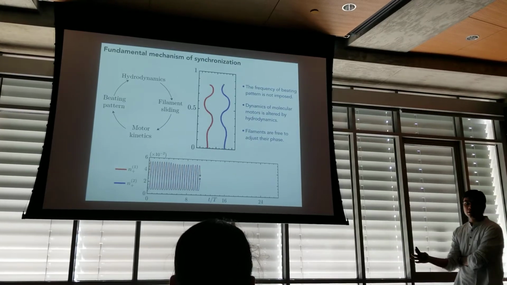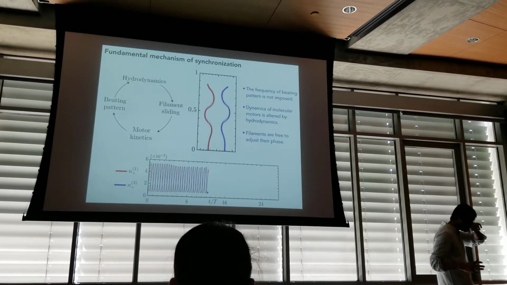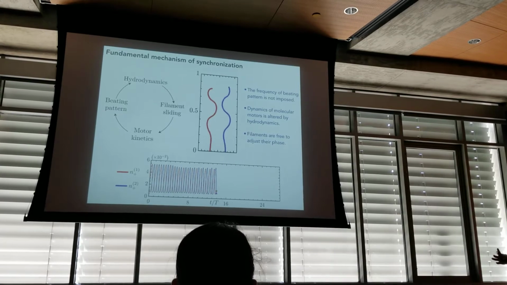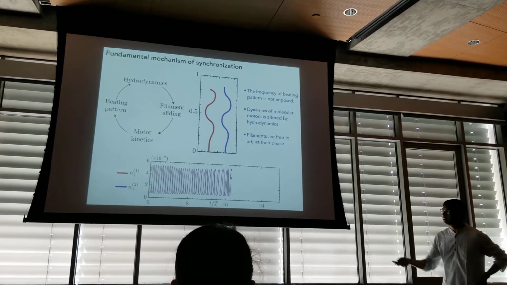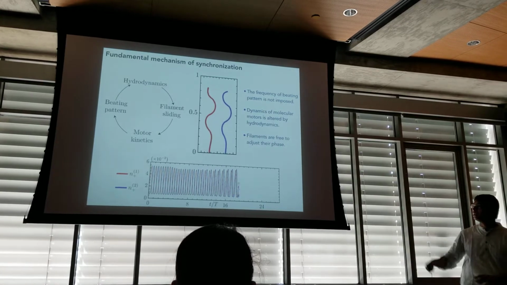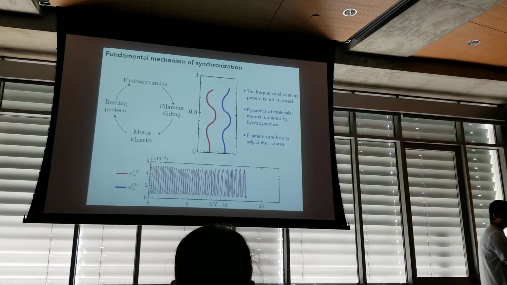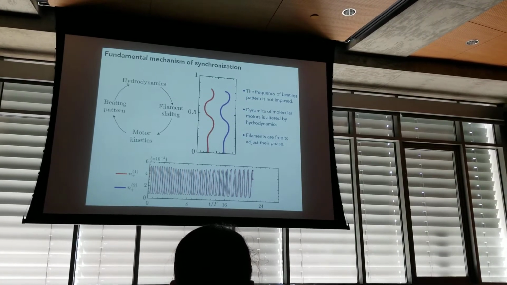If you now just wait long enough, you see the filaments are changing their phase. And slowly they end up being perfectly in phase and remain phase locked thereafter. So that's the same thing that's happening in the motor population. And this is a perfect example of what's called elasto-hydrodynamic synchronization.